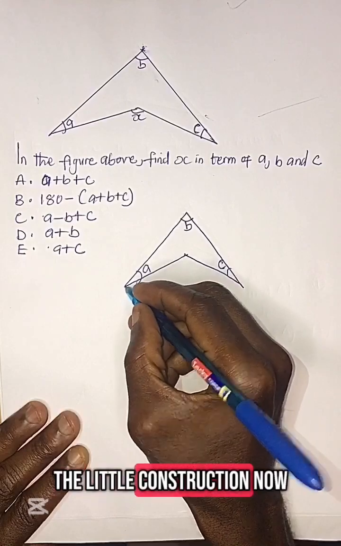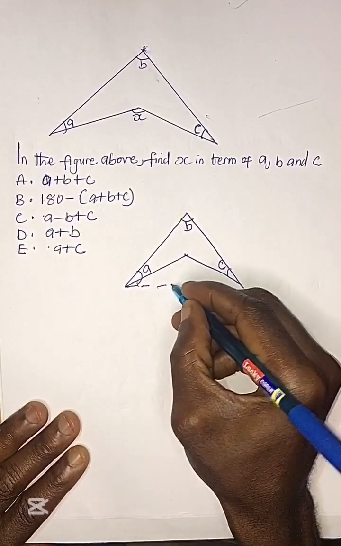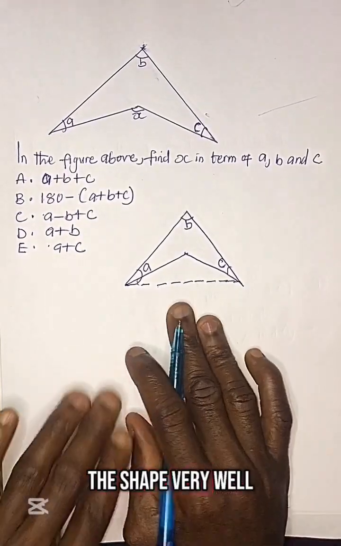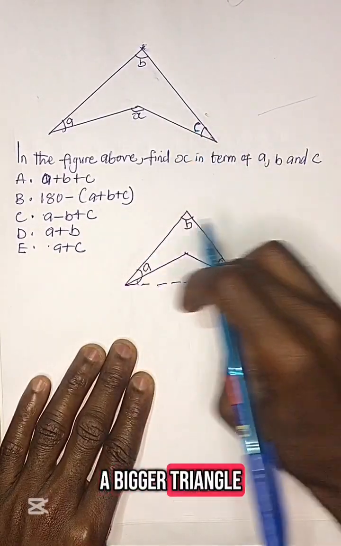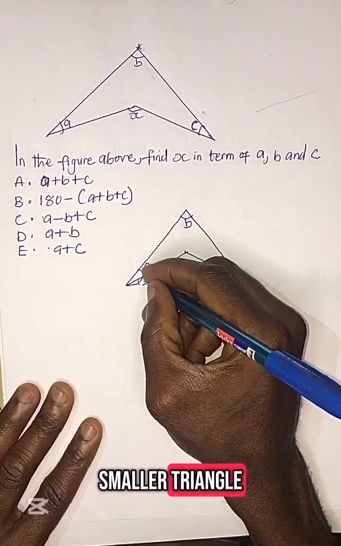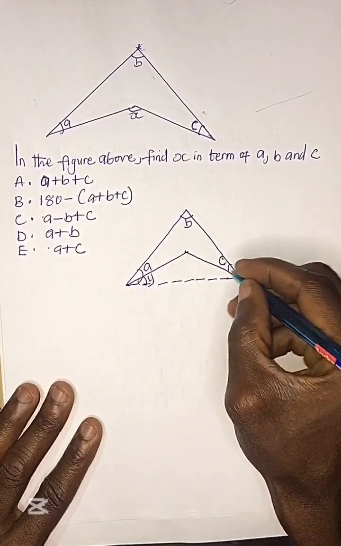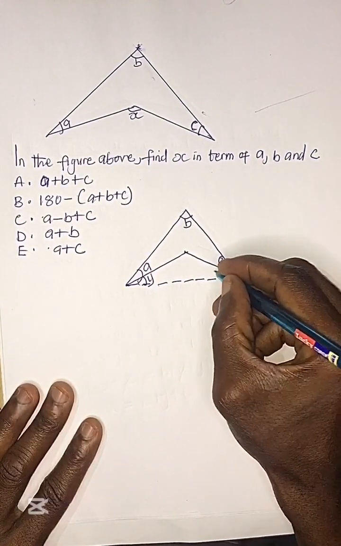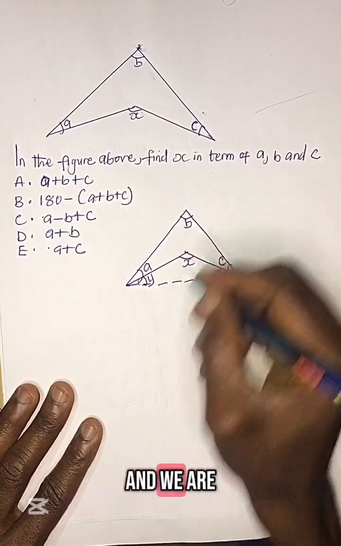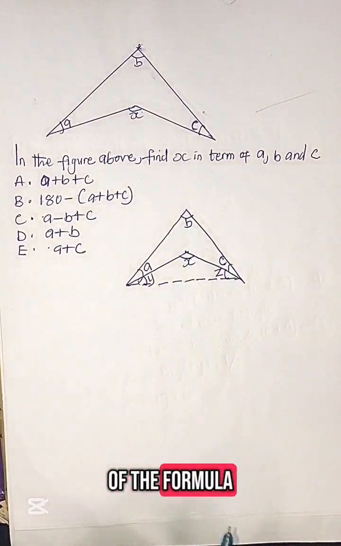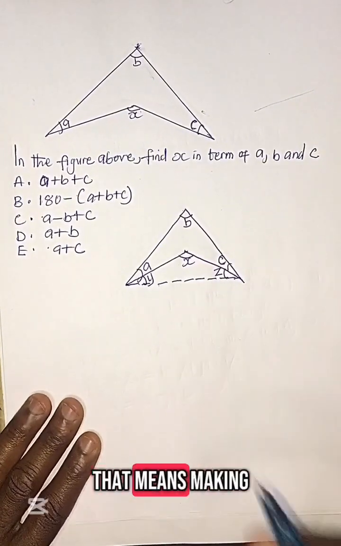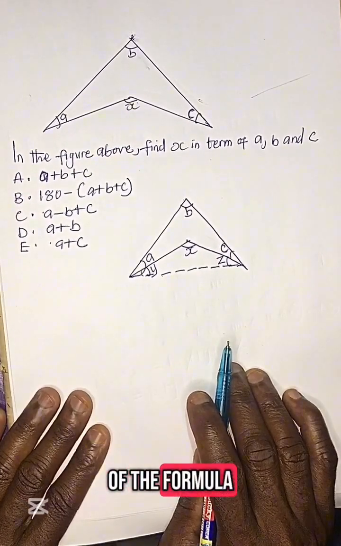So look at the little construction now. You can see the shape very well now. We'll have a bigger triangle, we'll have a smaller triangle. So in this smaller triangle, let's call here Y, let's call here Z. Remember here from the question is X, and we are asked to make S the subject of the formula. It says in the figure above, find X in terms of A, B, and C. That means making S the subject of the formula.